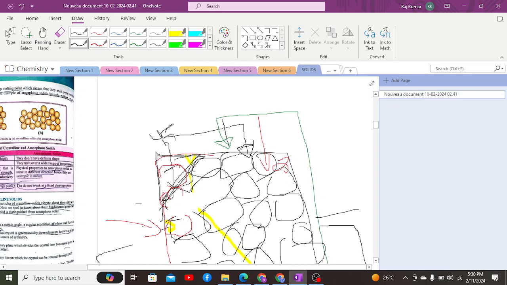At that moment, the plane at which we are able to cut the crystalline solids is known as the cleavage plane. That cleavage plane is a fixed cleavage plane for crystalline solids. Crystalline solids can only be cut through a fixed cleavage plane, but amorphous solids cannot be cut through a fixed cleavage plane.